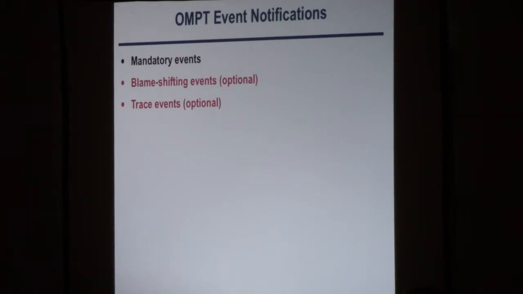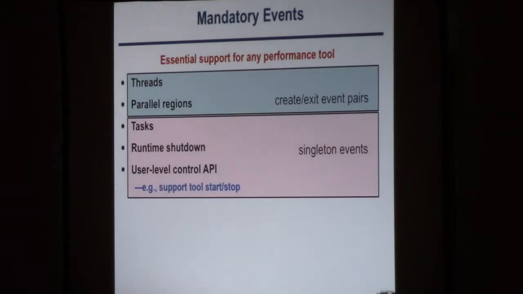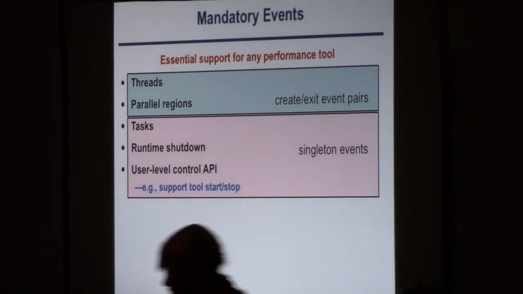So then there are these three kinds of notifications. There are mandatory notifications, and then notifications for blame shifting and for tracing. The mandatory notifications fall into a couple of classes. When a worker thread gets created or destroyed, we want to know. When a parallel region gets created or destroyed, we want to know. Tasks: if you switch to execute a task, then there's a task switch event. There's also supposed to be a create and exit event for tasks as well.